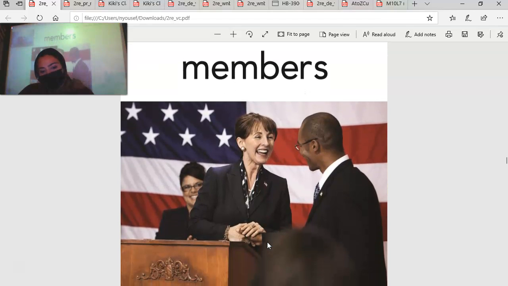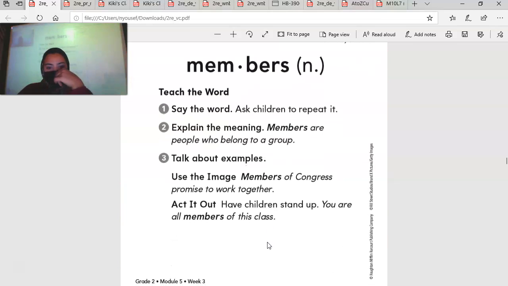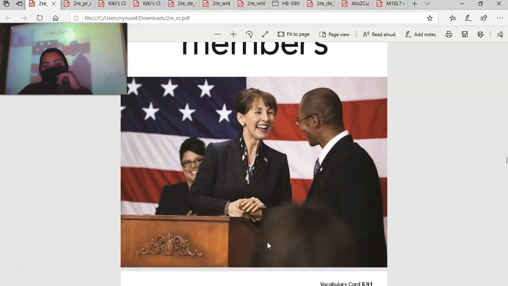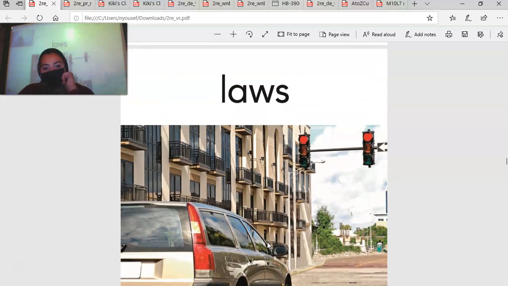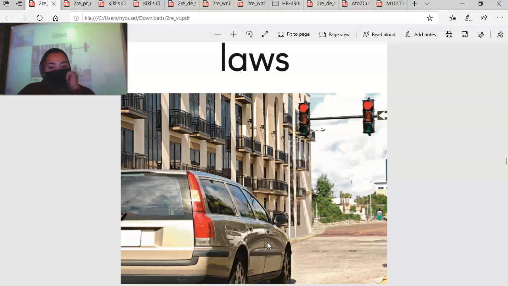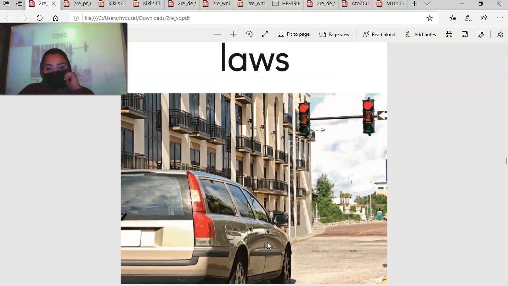We have members. Here we have 2 people shaking hands with an American flag behind them. Members are people who belong to a group. So members of Congress promise to work together. They're members of the Congress. They're part of that group. We have laws. Here it's against the law to cross a red light, right? Laws are rules that people must follow, right?